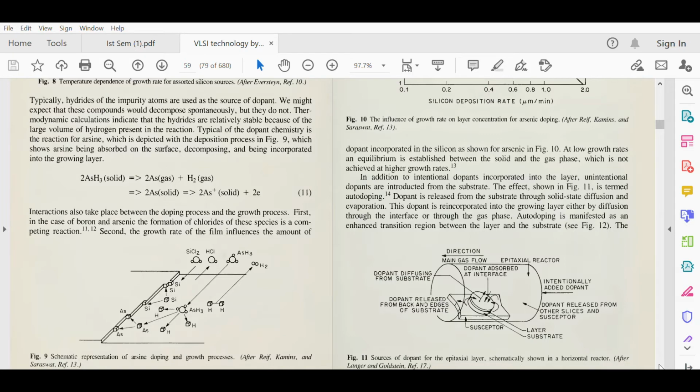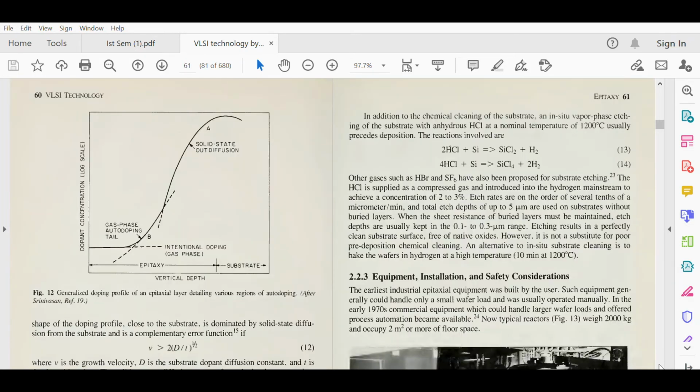Let us see figure 12 as well. This is figure 12, generalized doping profile of an epitaxial layer detailing various regions of auto doping. So this is the epitaxy, this is the substrate, this is the gas phase auto doping tail, this is the solid state diffusion, this is the dopant concentration in log scale, and this is the intentional doping. So this is the intentional doping, and here it is the auto doping.